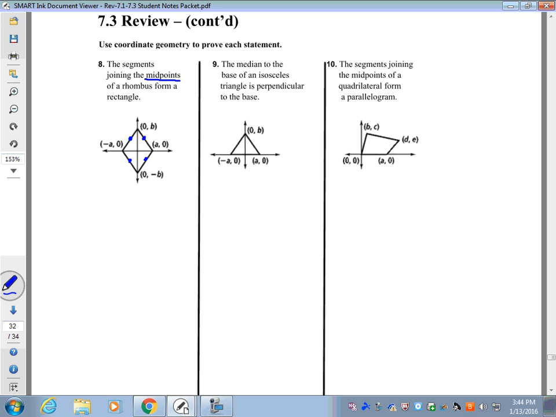So if I was doing this one, this would be 0 plus A divided by 2. So that's A over 2. B plus 0 divided by 2. That's B over 2. So use what I'm showing you to finish your review.